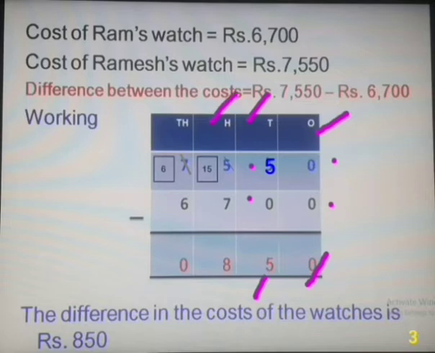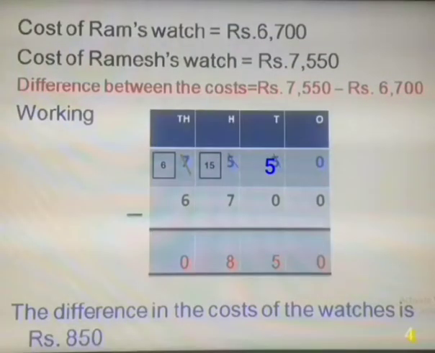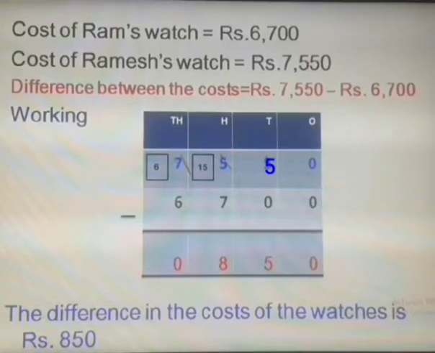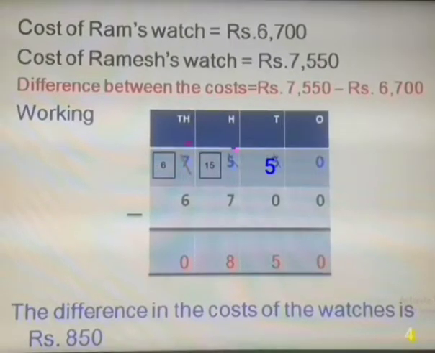Now subtract the digits given in the hundreds place. So in the hundreds place we have 5 and 7. Children, can we subtract 7 from 5? No. Why? Because we cannot subtract a bigger number from a smaller number. Then in this situation, what will we do? Children, this 5 which is given in the hundreds place will borrow 1000 from 7 which is given in the thousands place.